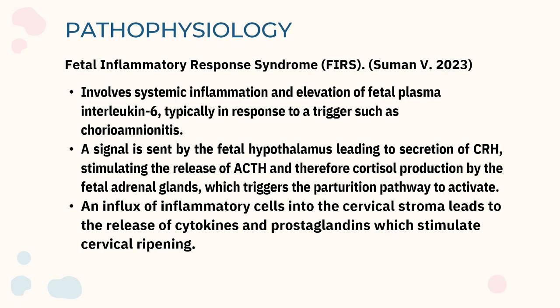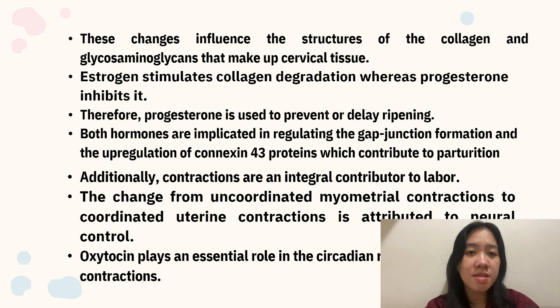An influx of inflammatory cells into the cervical stroma leads to the release of cytokines and prostaglandins, which stimulate cervical ripening. These changes influence the structures of the collagen and glycosaminoglycans that make up cervical tissue. Estrogen stimulates collagen degradation, whereas progesterone inhibits it. Therefore, progesterone is used to prevent or delay ripening, and both hormones are implicated in regulating gap junction formation and the upregulation of connexin 43 proteins, which contribute to parturition.